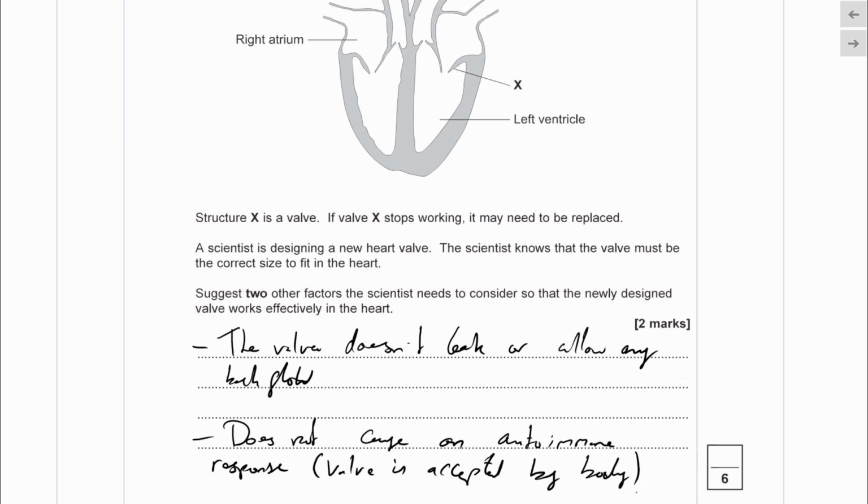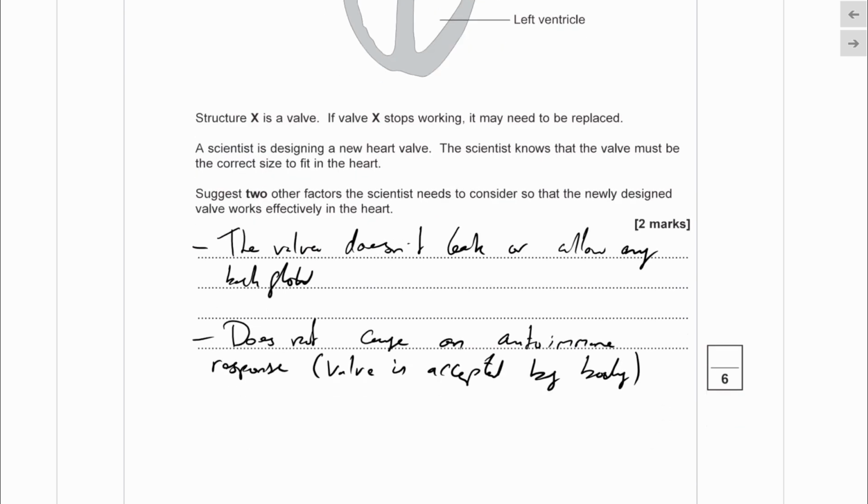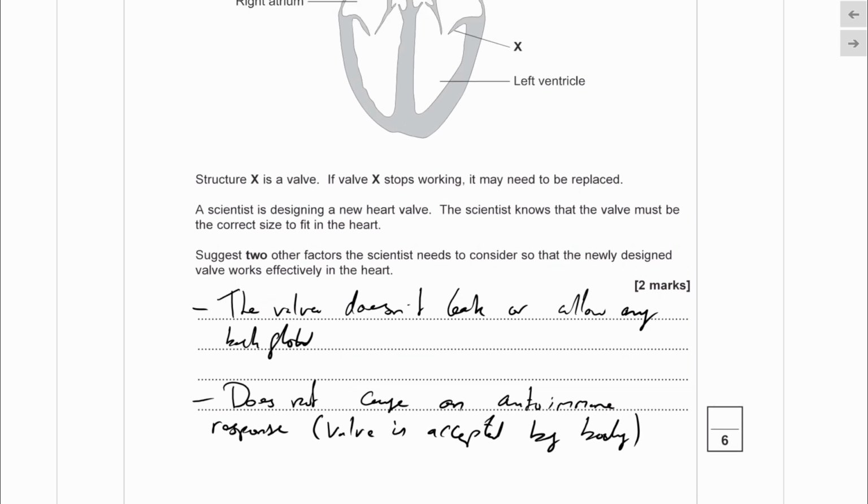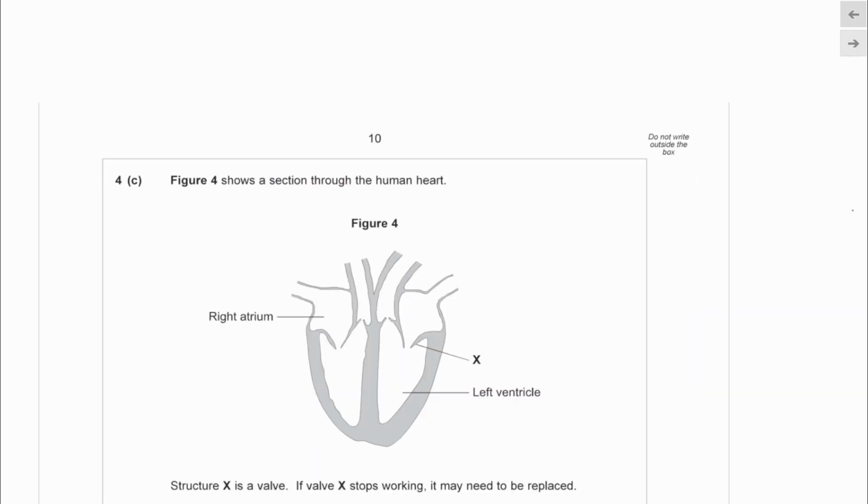Now there are loads of other ones you could have. Well, the valve, obviously you want it to last a long time. If it was made out of something which will dissolve or break down after about 3 weeks, then it's obviously not really going to be very good because you're going to have to do the operation again all the time. So you need a long-lasting substance. You need something that's going to be strong and withstand any sort of high pressure and so on. So there were loads of different answers there, but you only need 2.